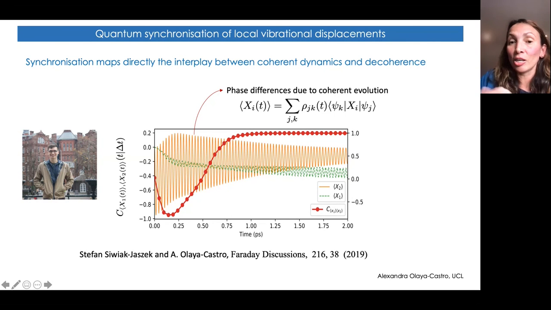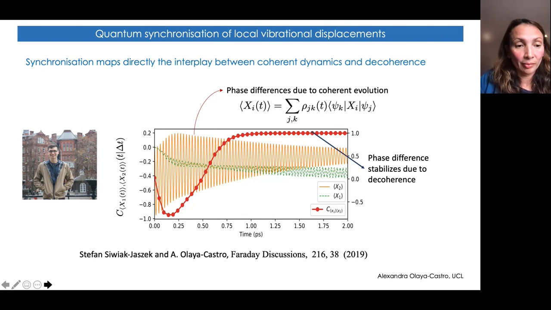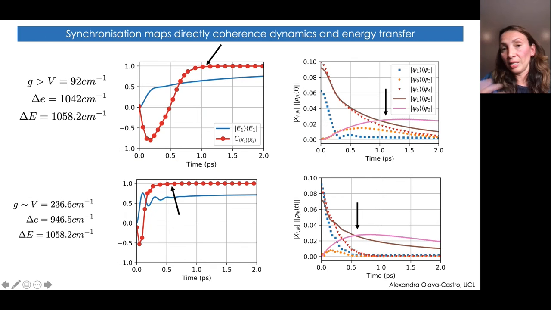But then, as the coherences start kicking off in these systems, some coherences die faster than other ones. And as the system evolves towards a thermalized state in a basis that is in the joint exciton vibration interactions, then your vibrations will synchronize. And this is what we observe here.